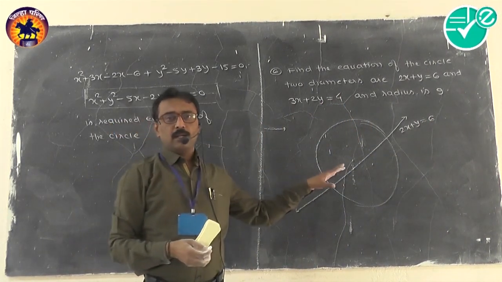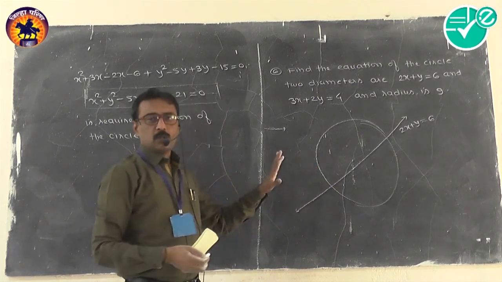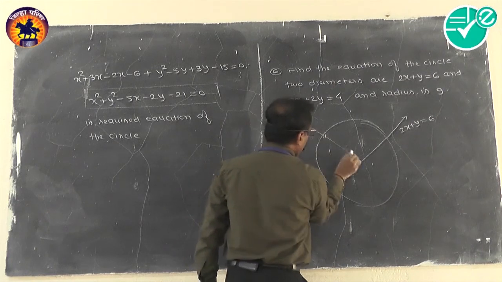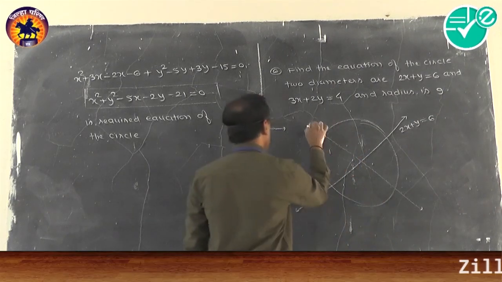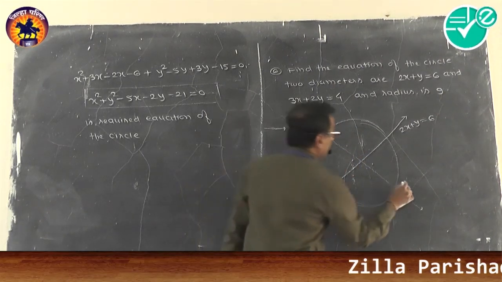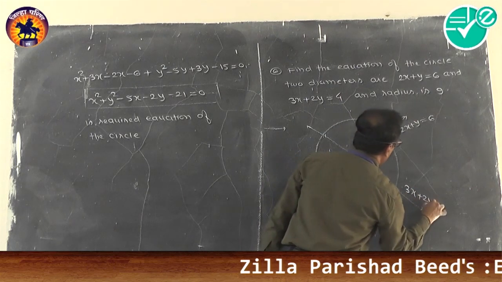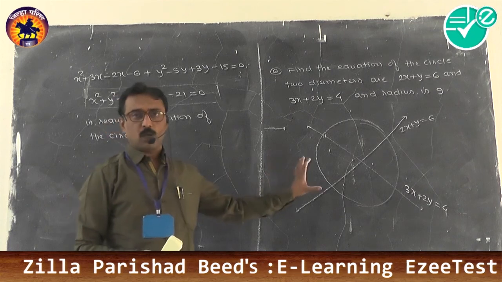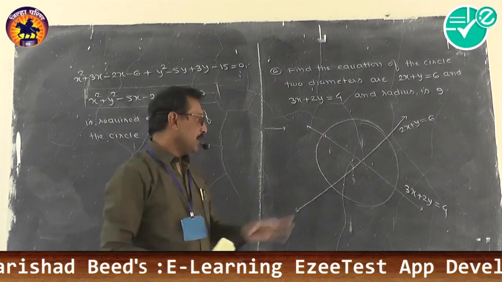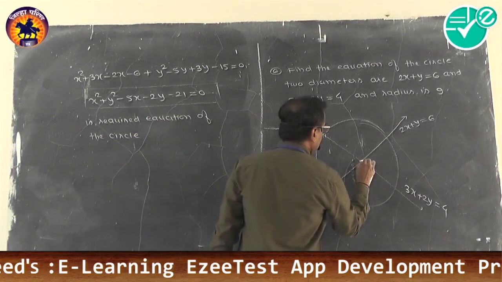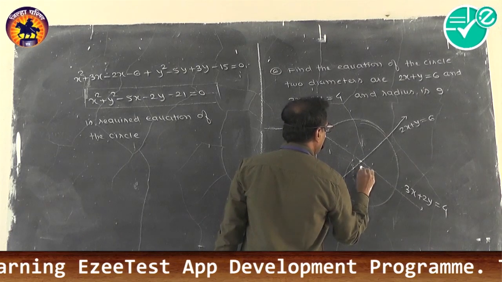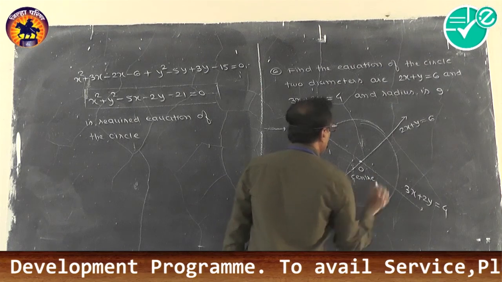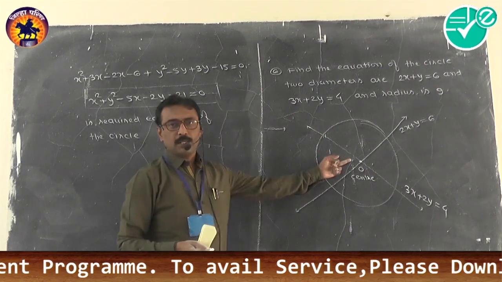Diameter is a line, it is the biggest chord which is passing through the origin. Suppose I have taken a second diameter, it is also a line, say 3x plus 2y is equal to 4. The second diameter is also the biggest chord passing through the origin, which means 100% the diameters intersect at the center.